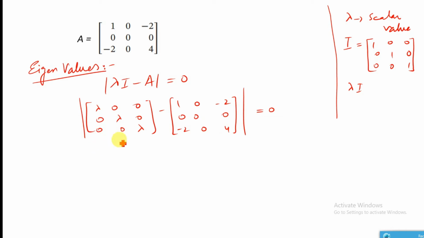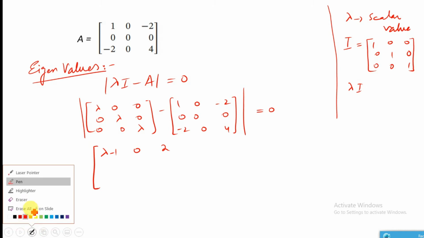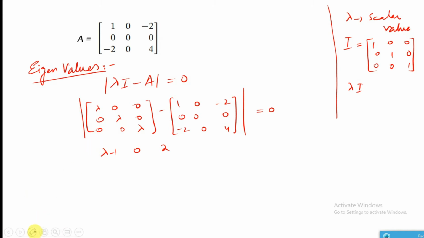Now if I see the order of both the matrices, both are 3 by 3, so subtraction is possible. When I subtract, it gives lambda minus 1, 0, then minus 2 becomes positive 2; then we have 0, lambda, 0; and then again minus 2 becomes positive 2, 0, and lambda minus 4.